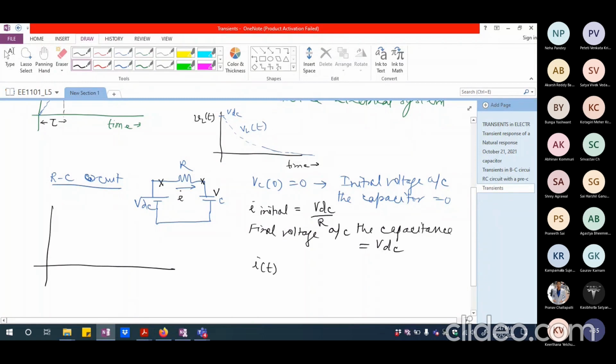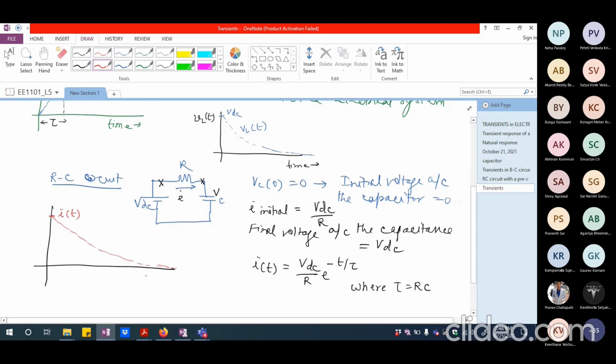So i(t) is VDC divided by R multiplied by e to the power minus t by tau, where tau is equal to RC. This is the time constant of the circuit for an RC circuit. So it is going to start from VDC by R and it is going to fall exponentially. So this is going to be the response of i(t).